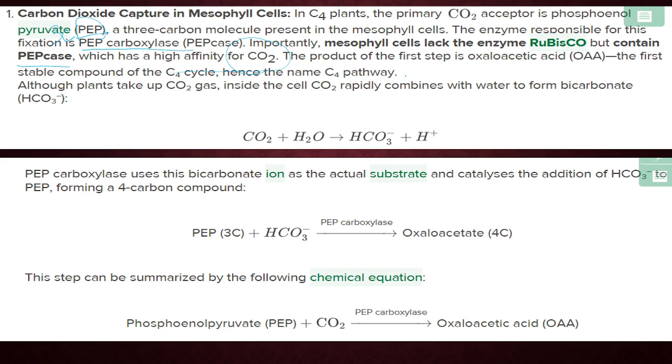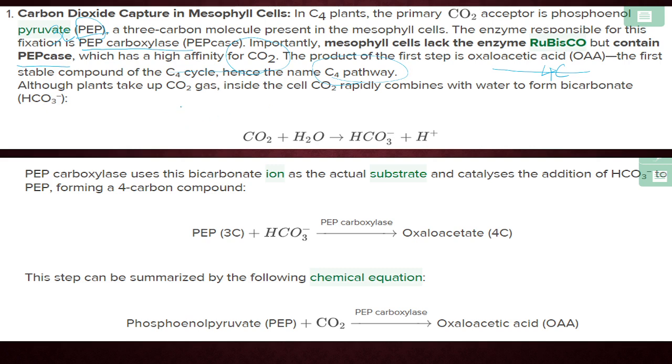The product of the first step is oxaloacetic acid. The first formed stable product is oxaloacetic acid, a 4 carbon containing compound. Since the first stable compound is C4, it is known as the C4 pathway. It is also named the Hatch and Slack pathway, after Hatch and Slack who discovered this process.